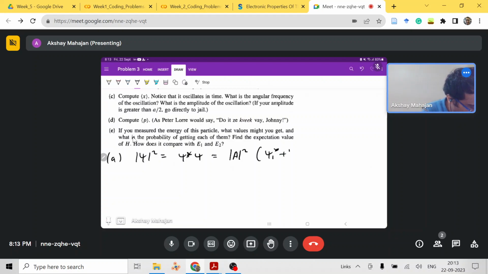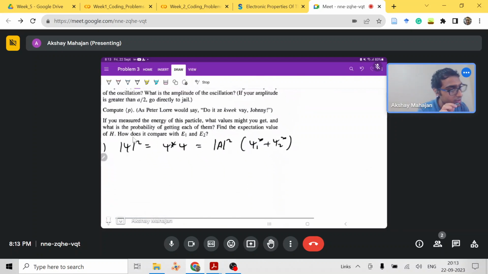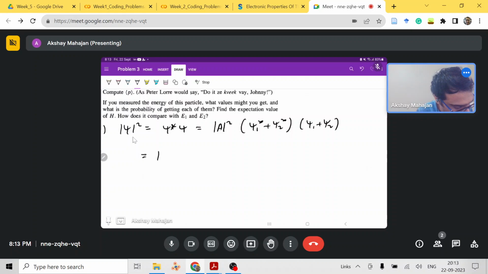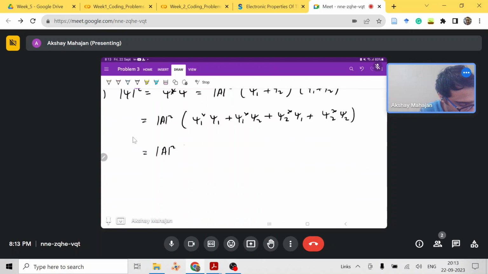times (psi 1 star plus psi 2 star), because a times a star will be mod of a squared, times (psi 1 plus psi 2). Now this will be equal to mod of a squared times (psi 1 star psi 1 plus psi 1 star psi 2 plus psi 2 star psi 1 plus psi 2 star psi 2). Here we have mod of a squared. Now I can write this as psi 1 squared plus psi 2 squared plus, since these two terms will be the same, 2 times psi 1 psi 2.